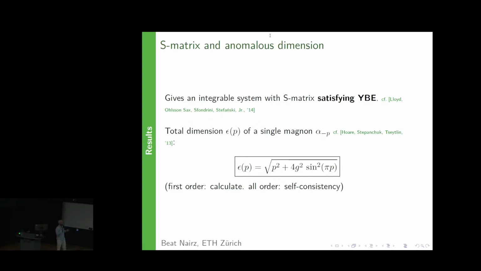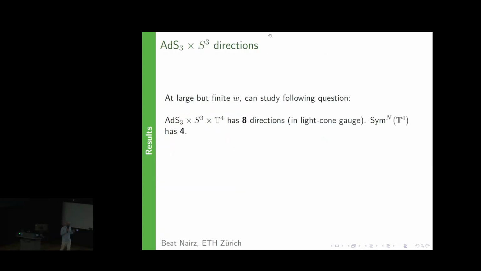Another thing I want to talk about, so this is sort of infinite W. Since our method calculates at finite W, we can look at large but finite W and study the following conceptual question. Obviously, AdS3 times S3 times T4 in light-cone gauge has 8 geometrical directions, and the symmetric product orbifold of T4 has 4. So, you might say the T4 goes with the T4, but what happens to the other 4 directions? And how do they emerge from the CFT? At least at strong coupling, they should be somewhat visible.